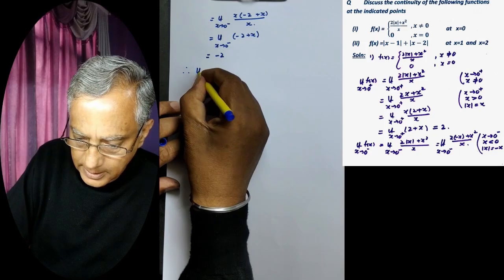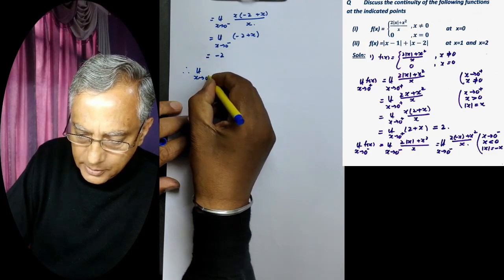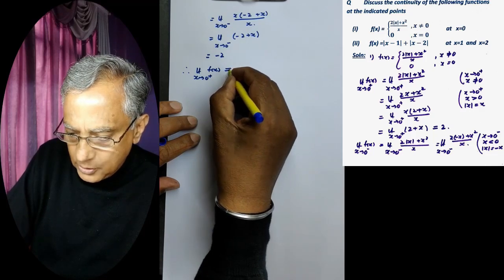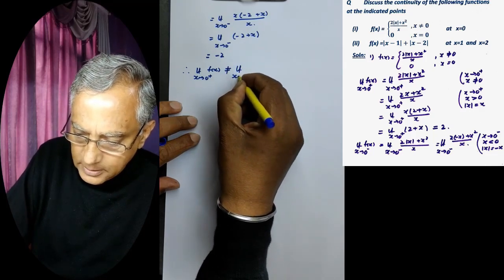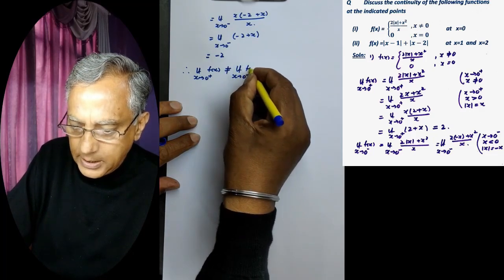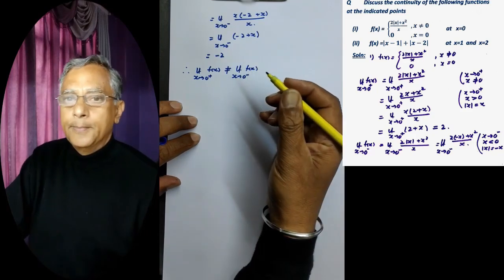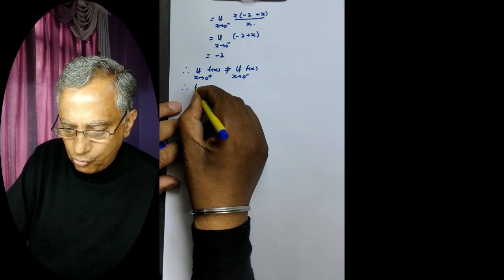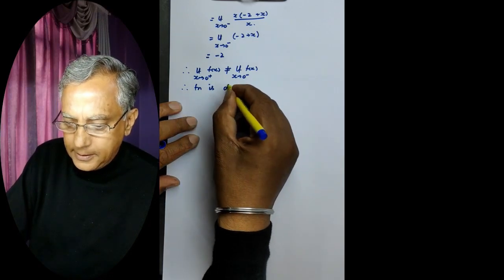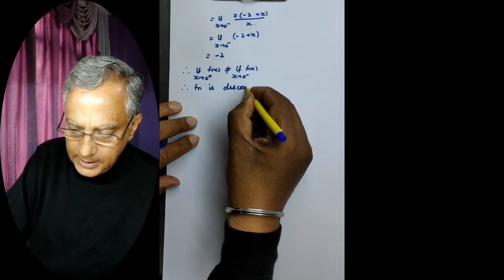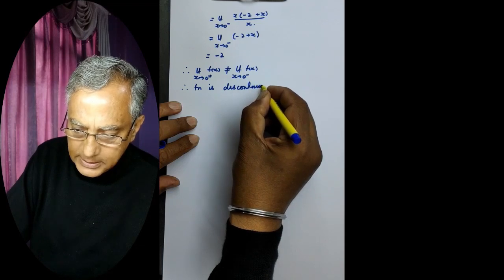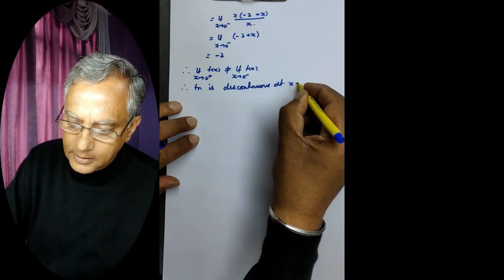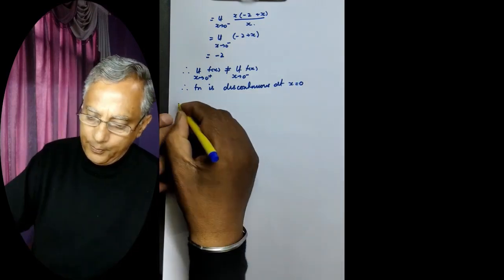Therefore, limit x approaches 0 from the positive side f(x) is not equal to limit x approaches 0 from the negative side f(x). Therefore, the function is discontinuous at x equal to 0.